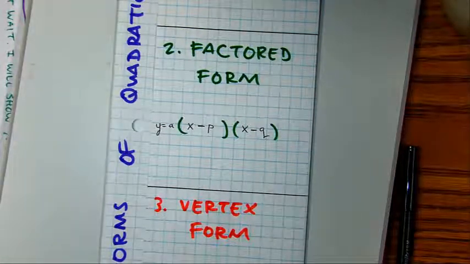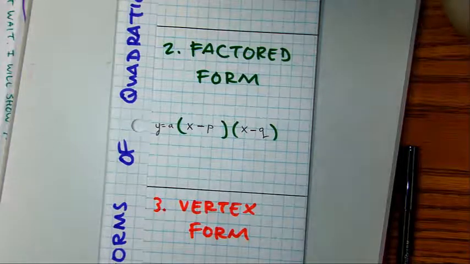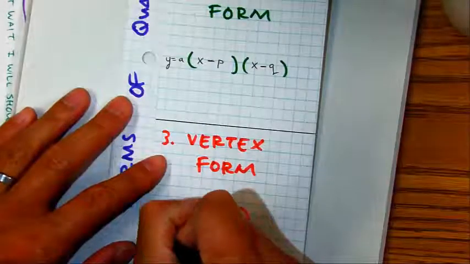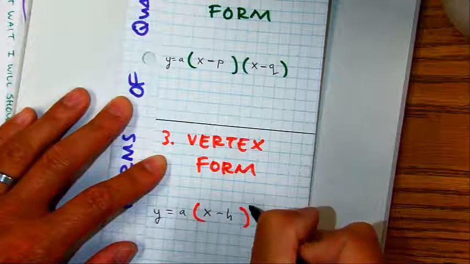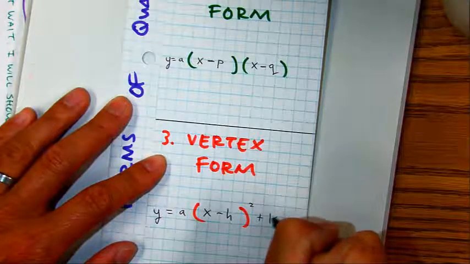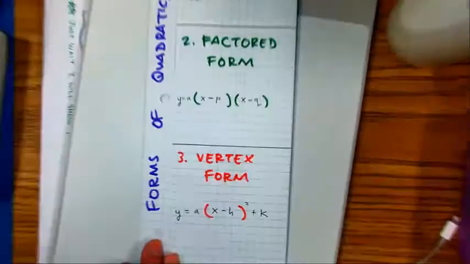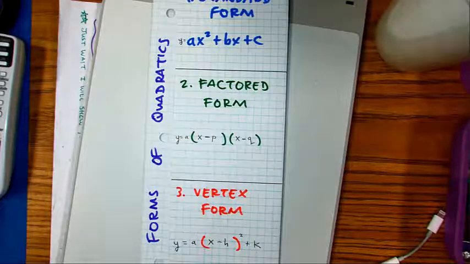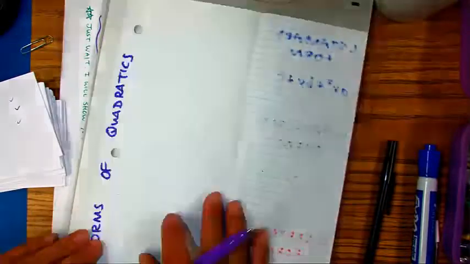How many parentheses does vertex form have? 1. y = a(x − h)² + k. So those are our 3 forms. On the inside, I'm going to need 4 columns.